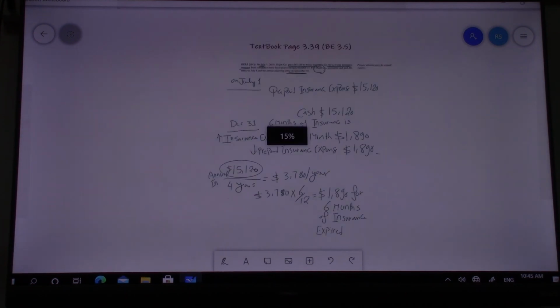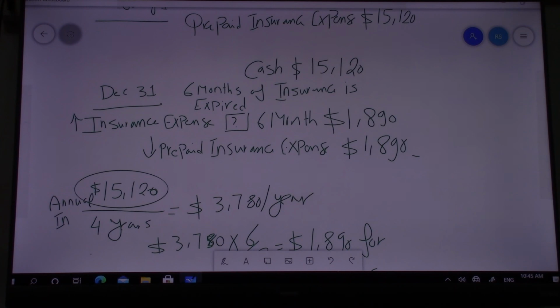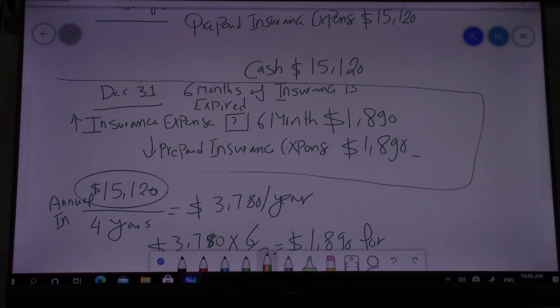So again, the adjusting entry on December 31st for 6 months of insurance is to increase insurance expense by 1,890, and at the same time we decrease our asset prepaid insurance by the same value because this amount is already expired and we used this amount of insurance.